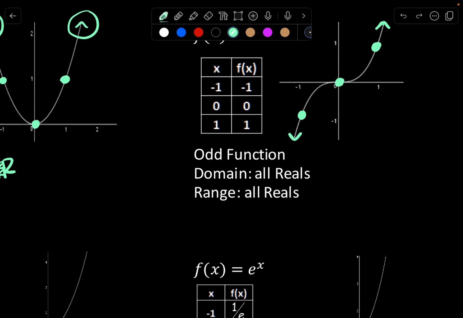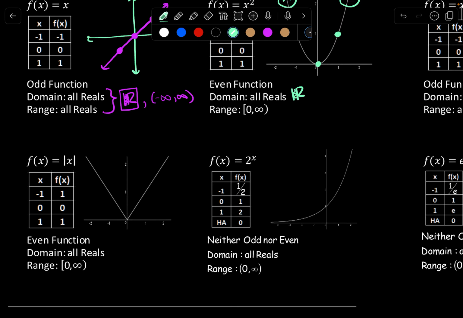This is an odd function because if we were to rotate this 180 degrees about the origin, the function would overlap itself. As we come around here, we can see that this curve will be the same in quadrant 3 as it is in quadrant 1. And the domain and range are all real numbers.